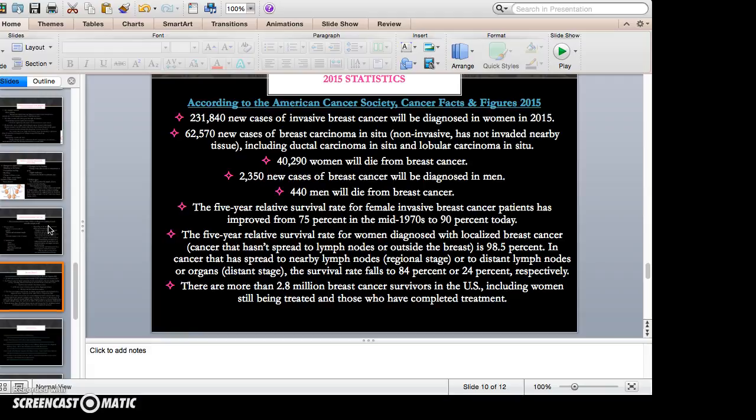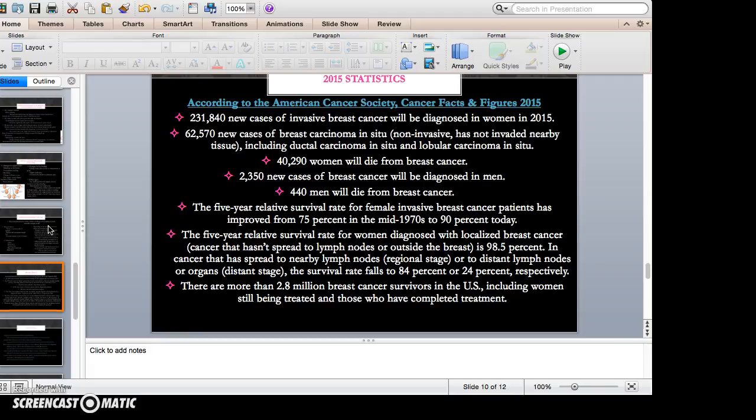The 5-year relative survival rate for female invasive breast cancer patients has improved from 75% in the mid-70s to 90% today. The 5-year relative survival rate for women diagnosed with localized breast cancer, which is cancer that hasn't spread to lymph nodes or outside the breast, is 98.5%. For cancer that has spread to nearby lymph nodes, or regional stage, or to distant lymph nodes or organs, distant stage, the survival rate falls to 84% or 24%.